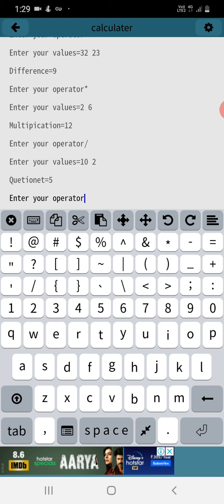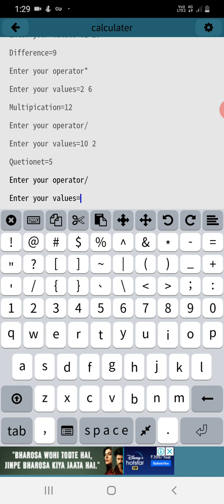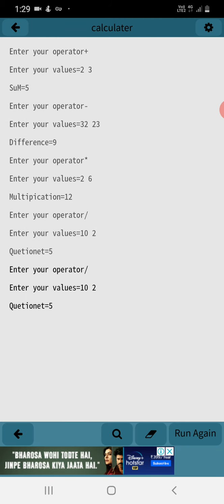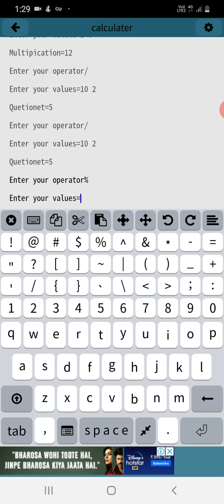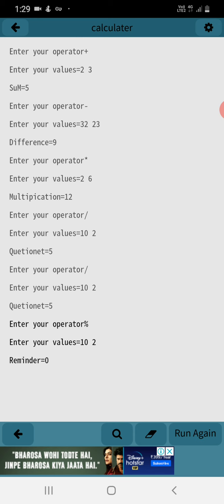Now division, here we get the output as the quotient of the division. Enter your values, same, 10, 2, 5. Then percentage, the remainder, 10, 2, remainder 0, fine, remainder 0.